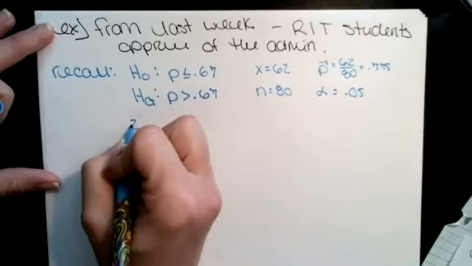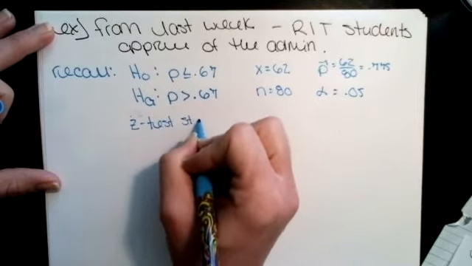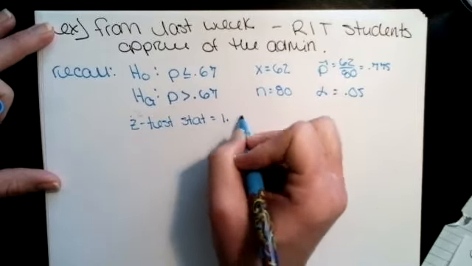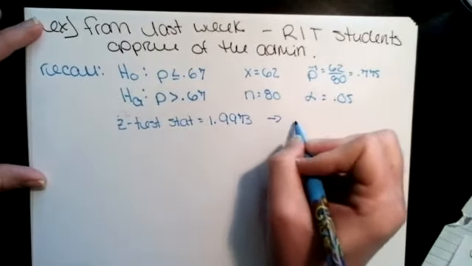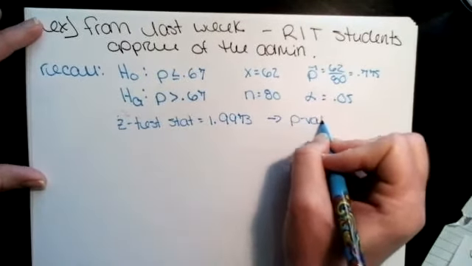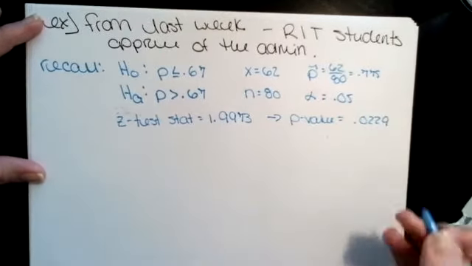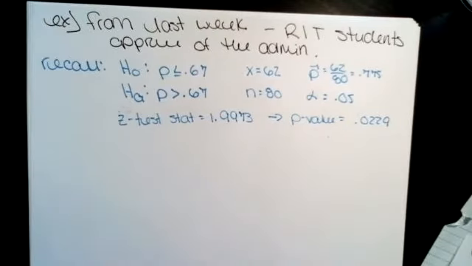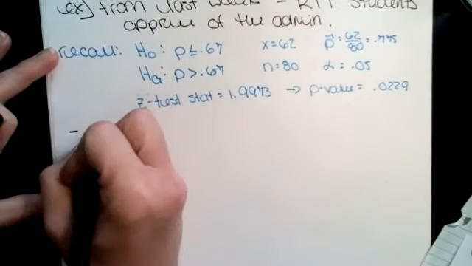Last week, we calculated that z-test statistic. And we found it to be 1.9973. And remember, then we calculated a p-value equal to 0.0229. So that's all from last week, or 2.29%. So now this week, we're going to use that to find our conclusion.